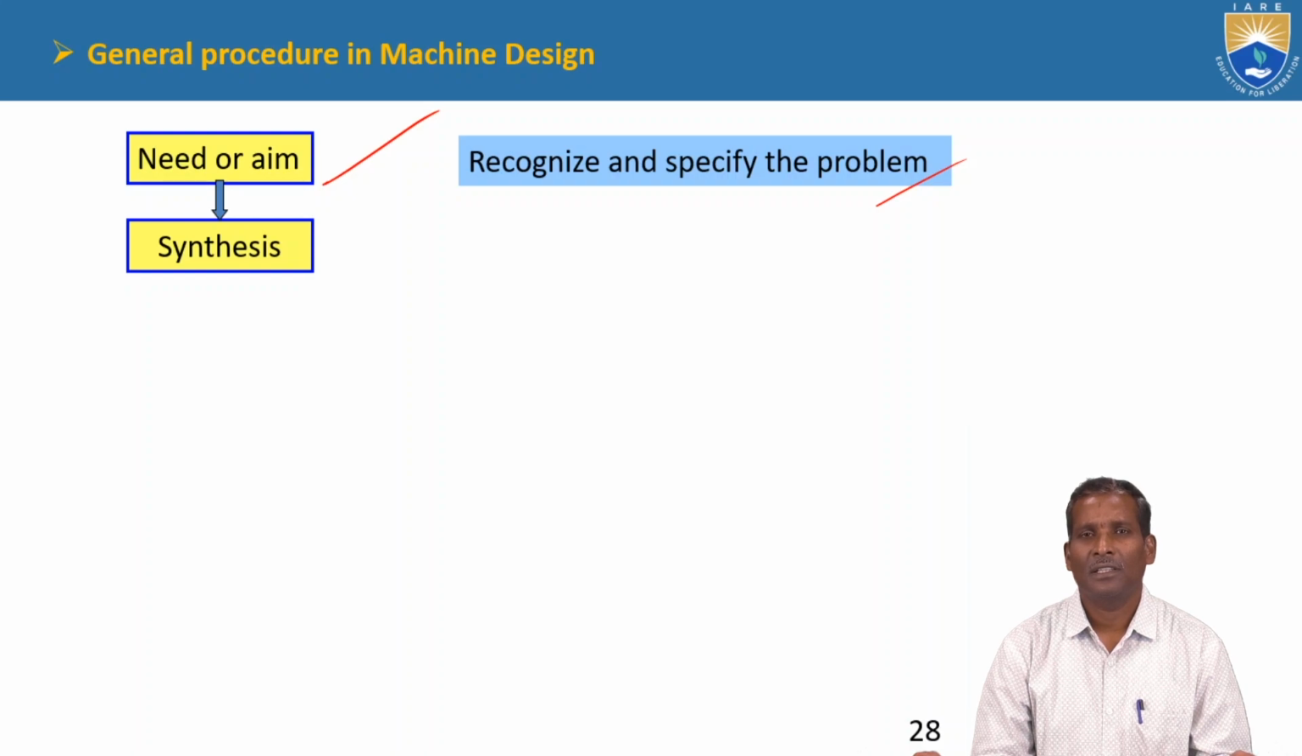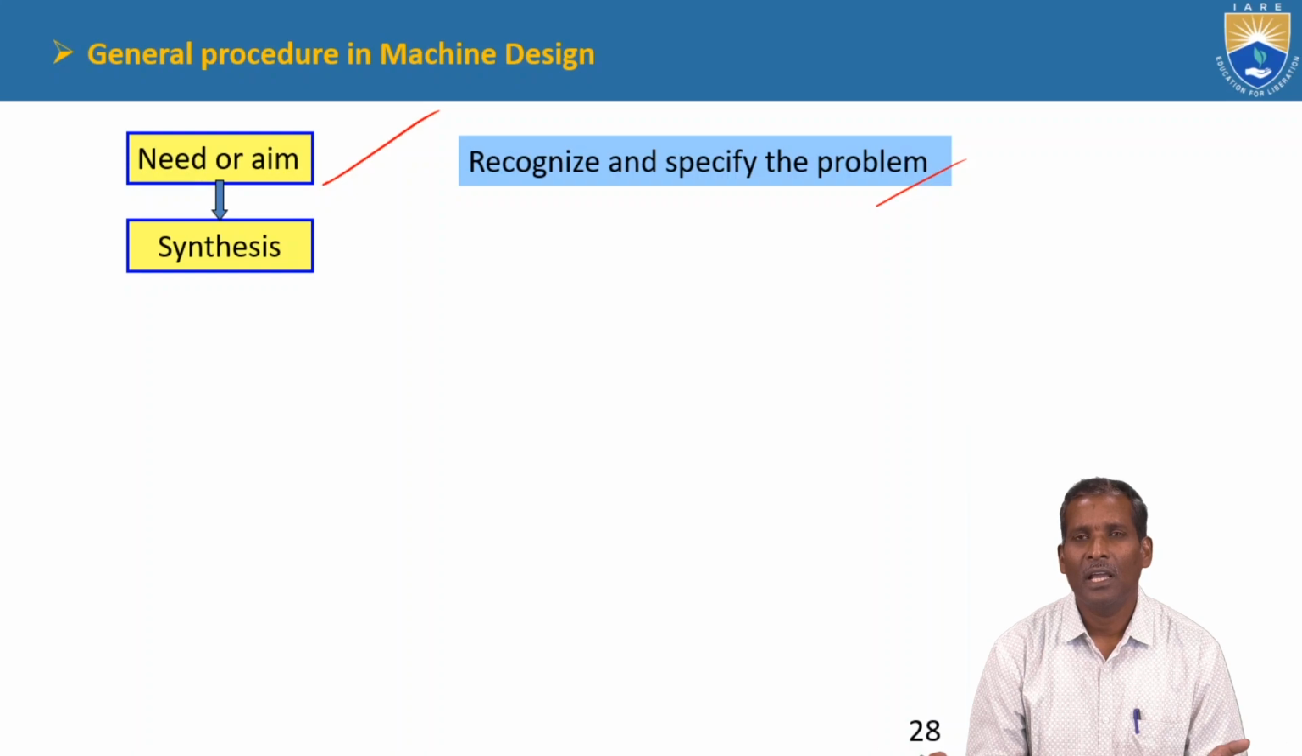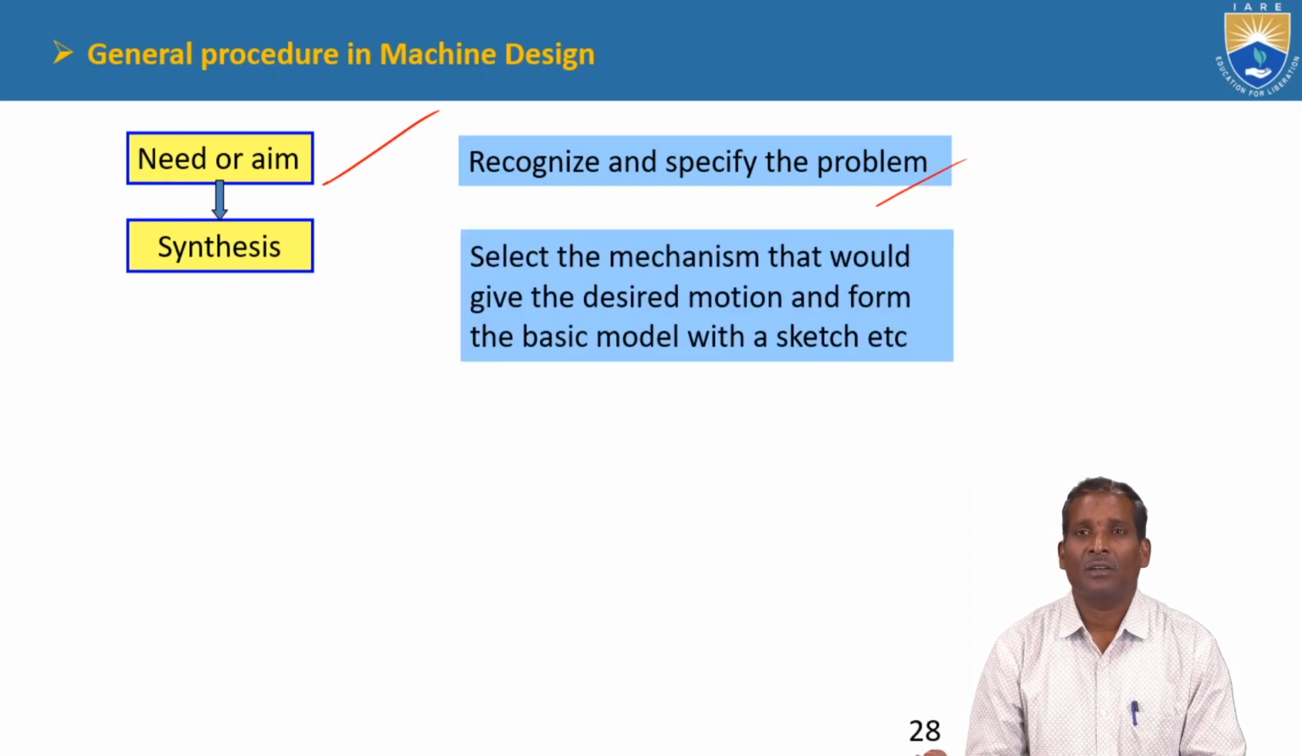After that, identify which type of mechanism is required for our design product. Is it reciprocating or rotary motion, a slider crank mechanism? Various mechanisms are there. Which mechanism is suitable for our identified problem? Select one mechanism that gives the desired motion and form the basic model.